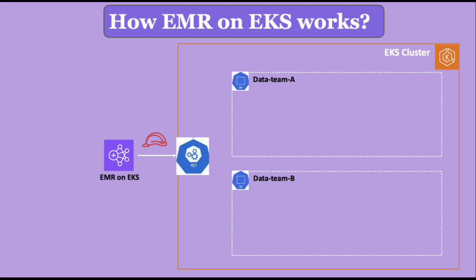So in this case, when the data team wants to run a Spark application on the cluster, they first create the corresponding namespace, and they also create a virtual cluster, and they also create a corresponding execution role. Okay, job execution role. So this job execution role has the required permissions in AWS to access the various resources.